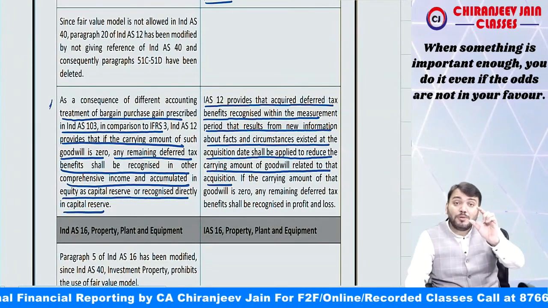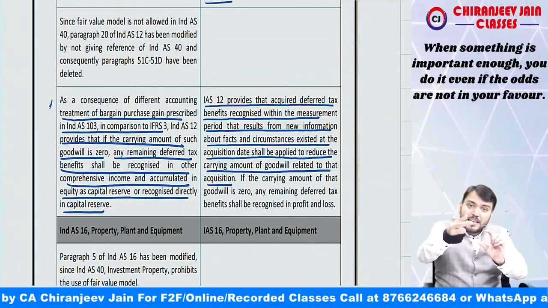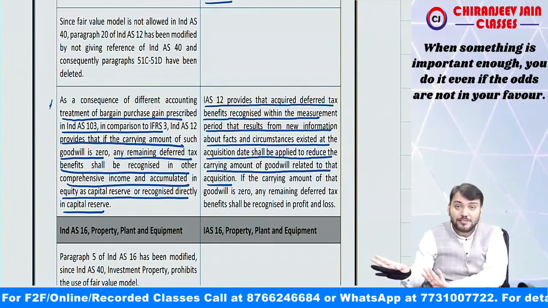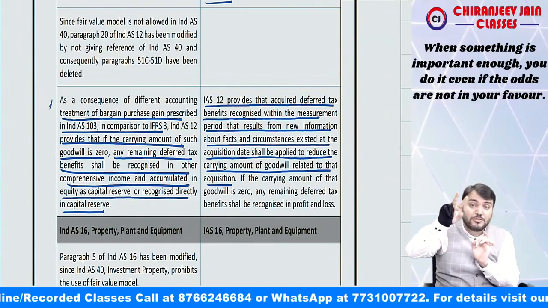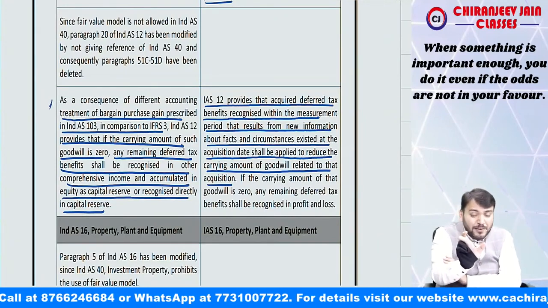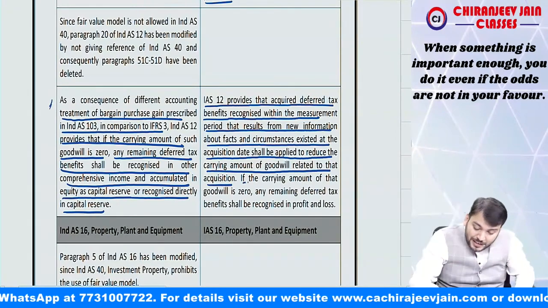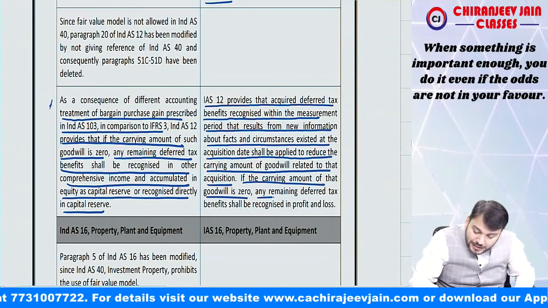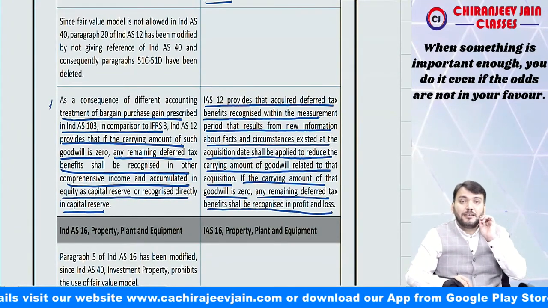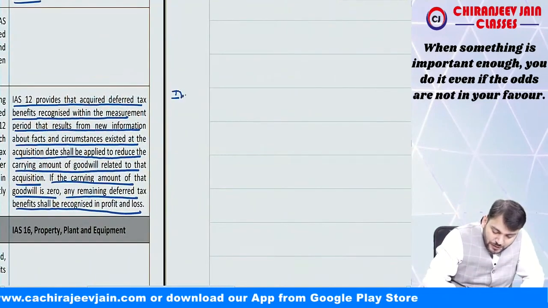Correct now? Means if the goodwill amount is zero, so that deferred tax cannot be adjusted with goodwill, then it can be transferred to OCI and accumulated in capital reserve, or it can be directly transferred to capital reserve because of that difference in Ind AS 103 and IFRS 3. But in this case, they said if the goodwill amount is zero, that deferred tax effect will be transferred to PL. So if the carrying amount of goodwill is zero, any remaining deferred tax benefits shall be recognized in PL. Understood? Correct.